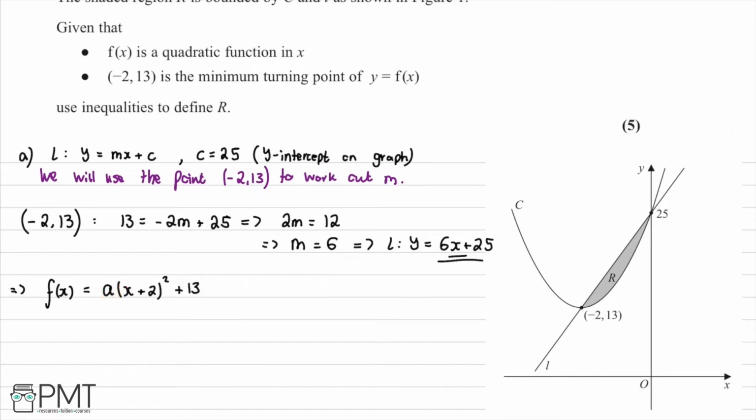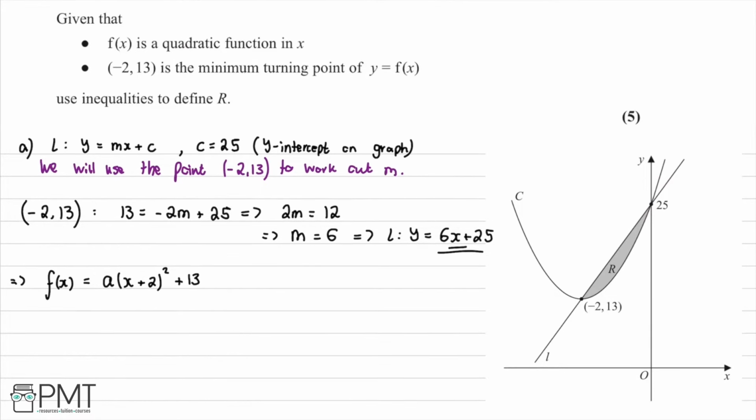So we need to work out a. How do we do this? Well, again, we can use the points we know to work this out. So we can use the (0, 25) point. So therefore, using (0, 25), we'll have that when x equals 0, y is going to equal 25, and that's going to be equal to a lots of 0 plus 2 squared, which is 4. So 4a plus 13. And what this is going to do, this is going to allow us to work out what the constant a is. So we have 25 minus 13, which is 12. So we have that 4a is equal to 12. Thus, we can say that a is going to be equal to 12 divided by 4, which is 3.